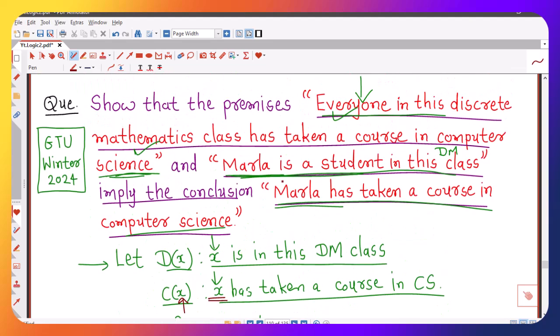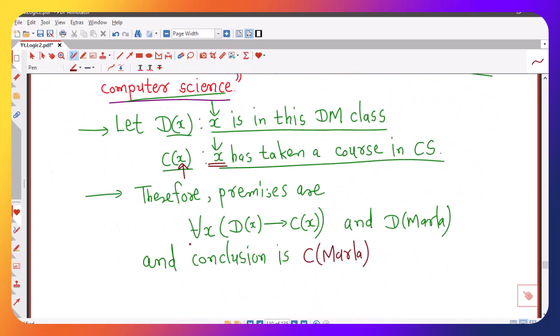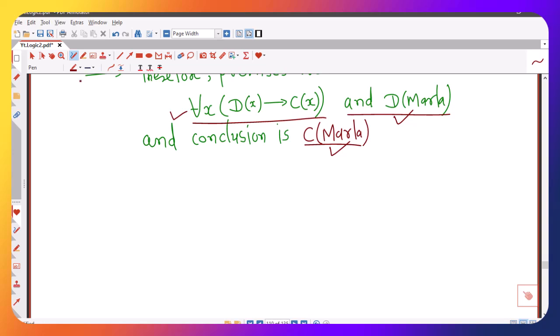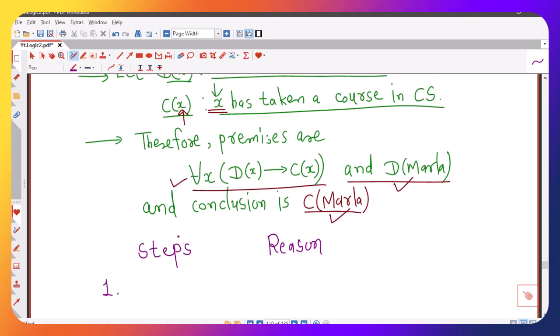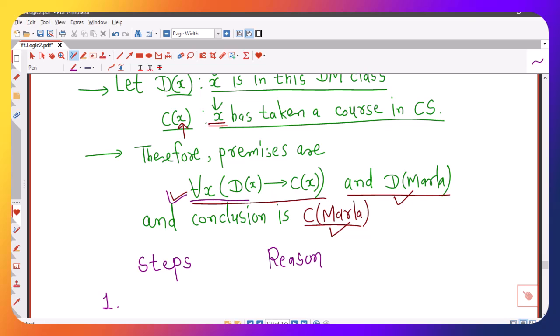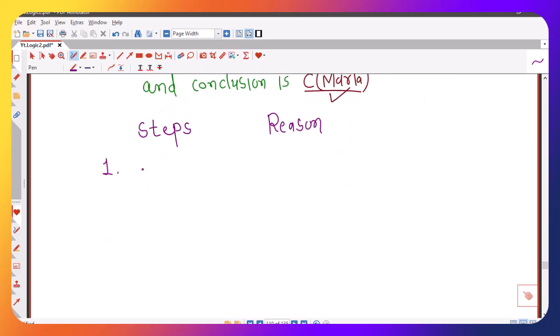And here we have to prove that these two premises imply this conclusion, or we can say that we have to check that the argument with these two premises and this conclusion is valid. So for that, as usual, we start with a two column proof. On one side we write statements or steps, and on the other side we write the reason which we are using. So the first step is our first premise, which is for all x, D(x) implies C(x).